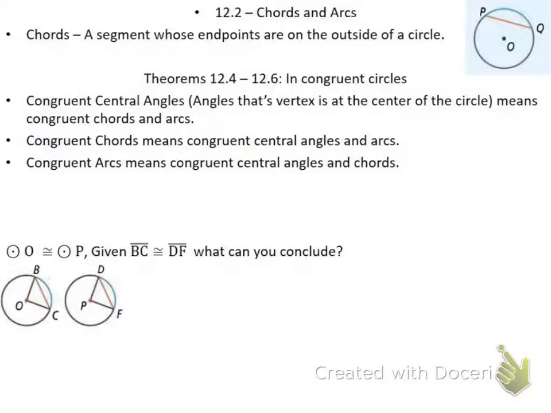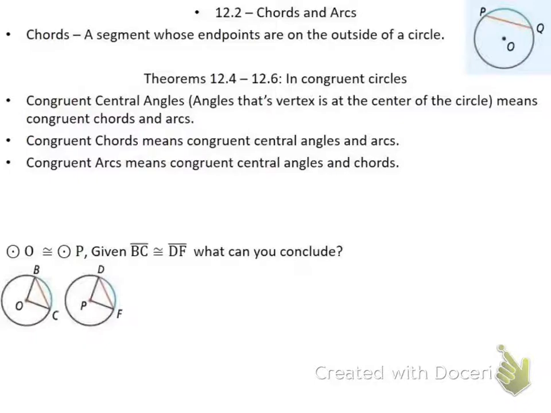Okay, continuing with circles here, we've got chords and arcs. A chord is just going to be a segment whose endpoints are on the outside of a circle. So on the side over here, we've got the segment PQ as a chord. It doesn't go through, or doesn't have to go through, the center of a circle.